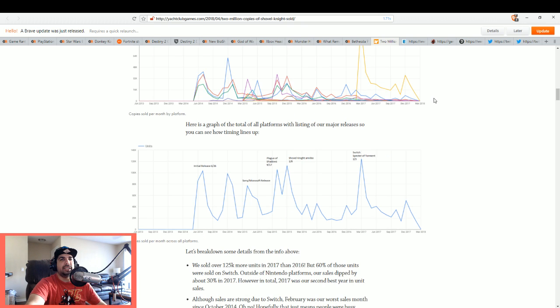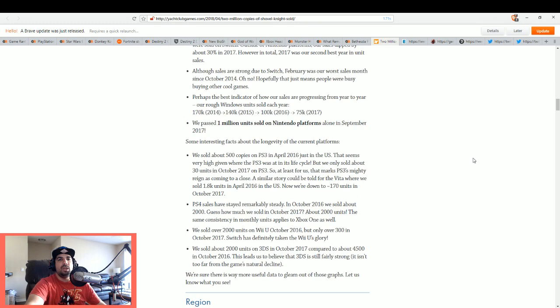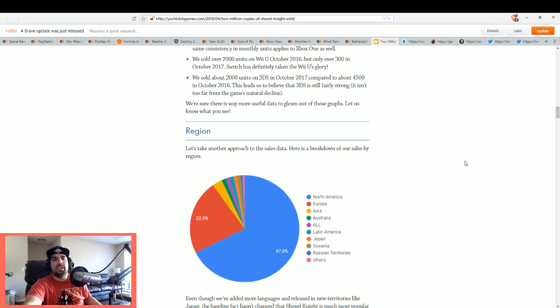And of course, the units for the initial release, and then the Specter of Torment that was released. Their sales spiked up as well. So this is very, very transparent.